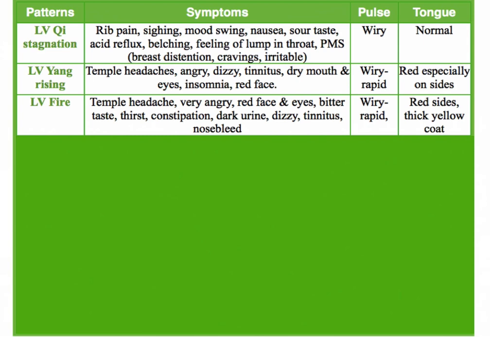This is a stress thing that usually goes within 2 to 3 days for most patients. But when you've never had it, you don't really know what that is. It's very common. I've had it. If you've had it, you know exactly what I'm talking about. And the pulse is wiry because the person is tense. With liver qi stagnation, the tongue stays normal.